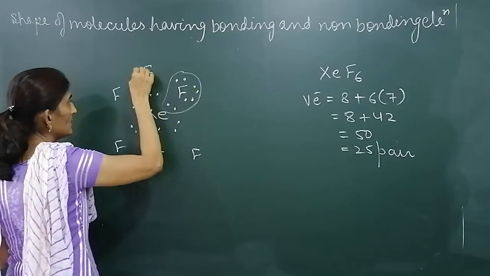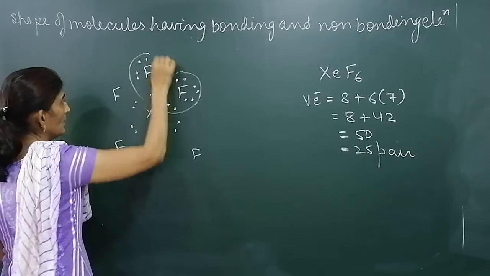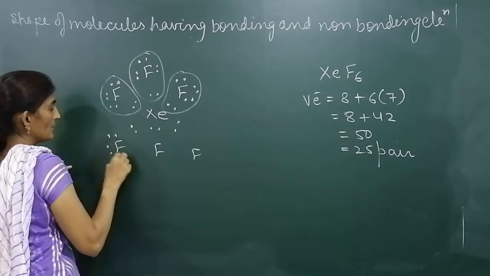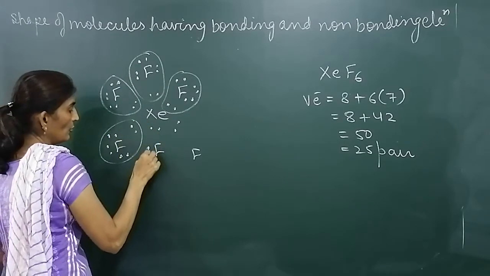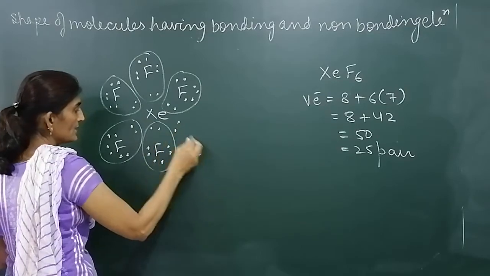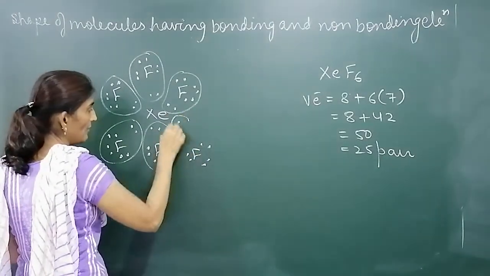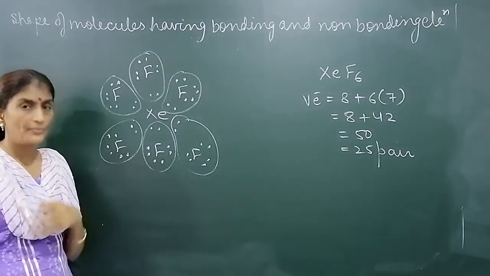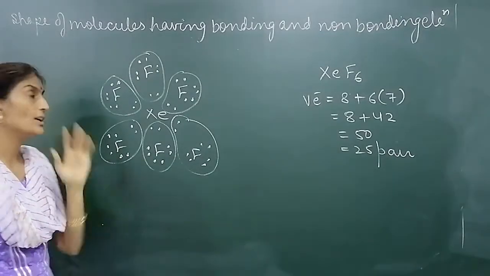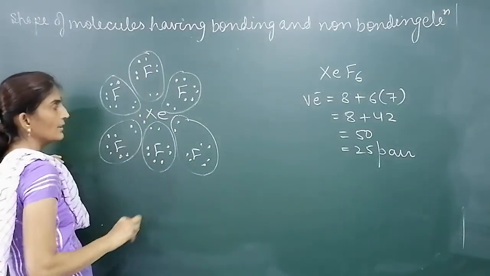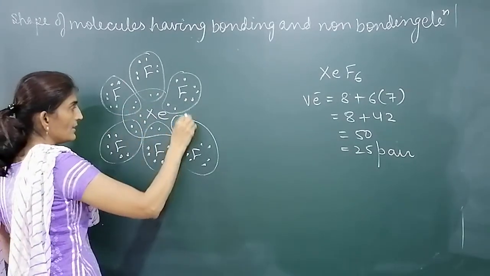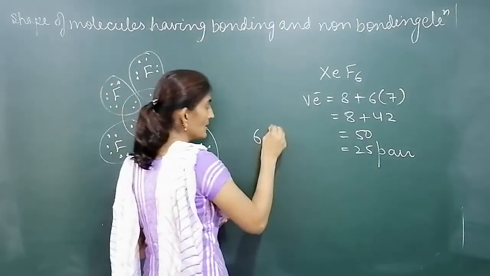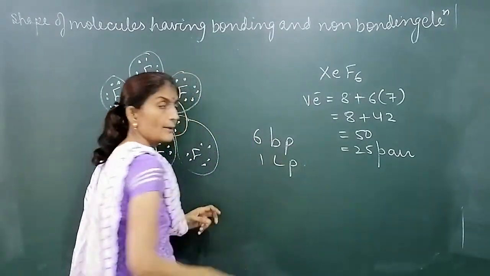See, its octet is completed. Fluorine needs 3 electron pairs so that its octet is completed. We are having 25 pairs of electrons. 24 pairs of electrons we had already placed. If there is an extra electron pair, that will be given to the central atom. Xenon gets one more pair. Now how many pairs of electrons does xenon have? 7 pairs of electrons it has. 6 bond pairs and 1 lone pair.